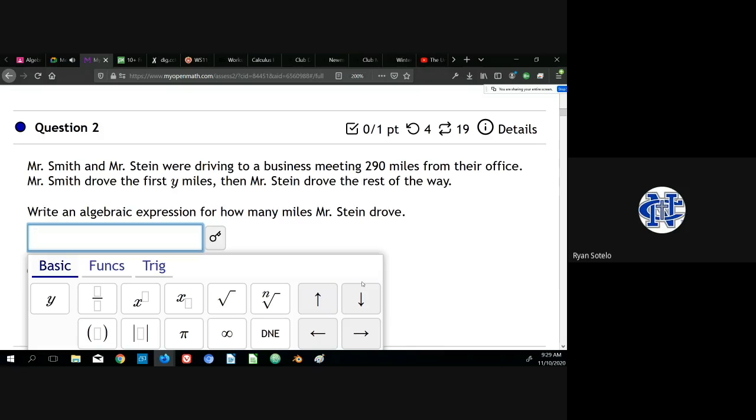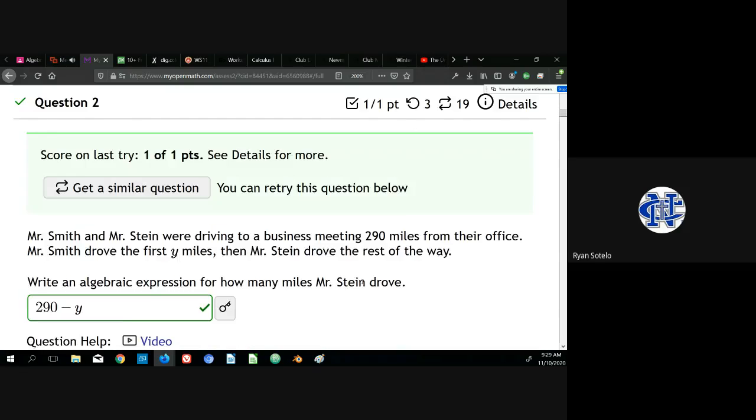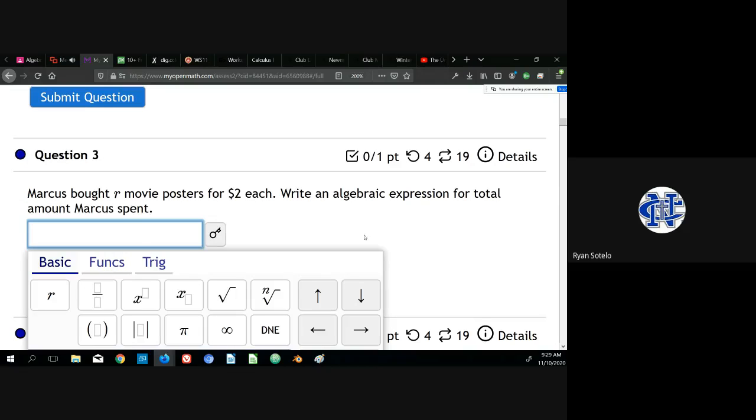Mr. Smith and Mr. Stein drove together, taking turns. All together, they drove 290 miles. If Mr. Smith drove the first Y of that 290, how much of the 290 was left for Mr. Stein to drive? 290 minus Y. Does that make sense? Yeah. Good, good. Now take the total minus how much the first guy drove, and then that should be how much the second guy drove. Hopefully those aren't too bad.